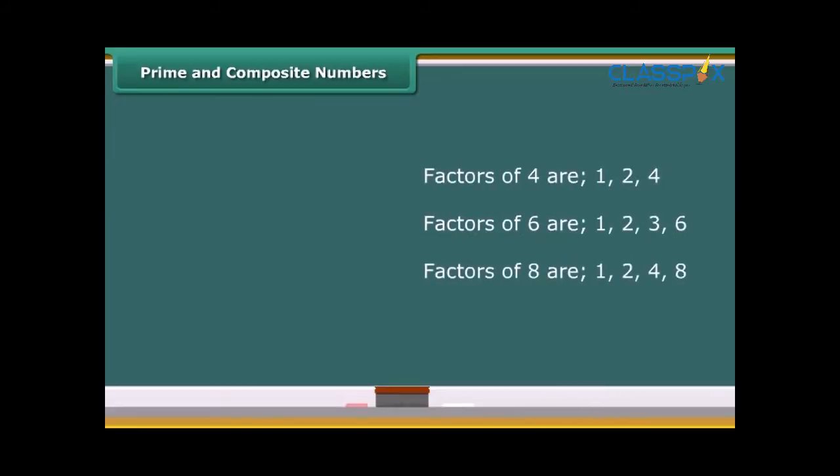Some other numbers like 4, 6, 8, etc. have more than two factors. Numbers that have more than two factors are called composite numbers. Number 1 is neither prime nor composite. 2 is the smallest prime number. It is also the only even prime number. All other prime numbers are odd.